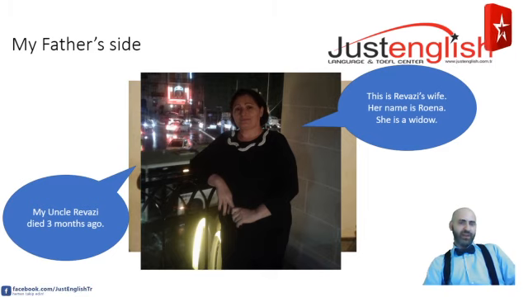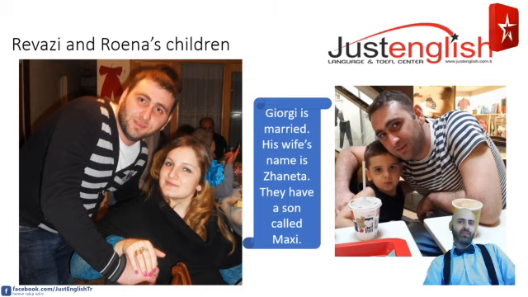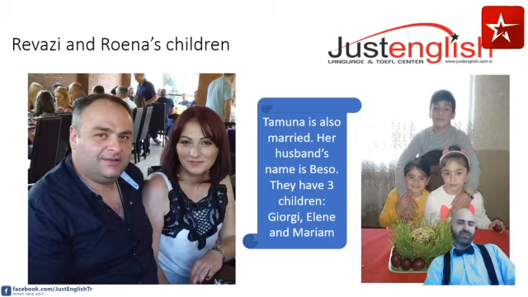Revazi and Roena have 2 children. Georgi, he is my cousin. He is married and he lives in Malta. His wife's name is Janeta and they have 1 son. Son's name is Maxi. Thank you, Berkay. And this is Georgi's sister, Tamuna, also my cousin. She is also married. Her husband's name is Beso and they have 3 children, Georgi, Elena, and Mariam.